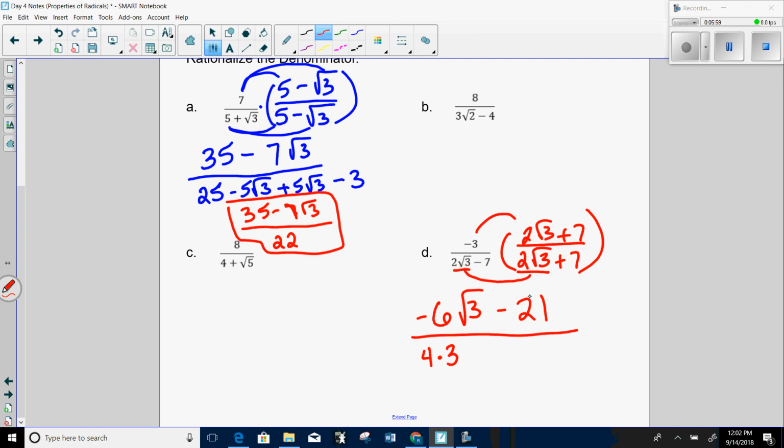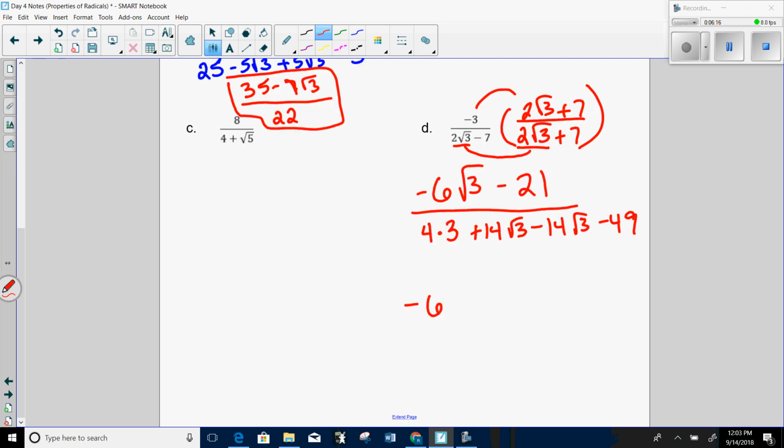2 square root of 3 times 7 would be positive 14 square root of 3. Negative 7 times that would be negative 14 square root of 3. And negative 7 and positive 7 would be negative 49. Now we combine like terms. Negative 6 square root of 3 minus 21, nothing can combine there, over 4 times 3 is 12. So I have 12 minus 49, which would be negative 37. 14 square root of 3 and negative 14 square root of 3 cancel.